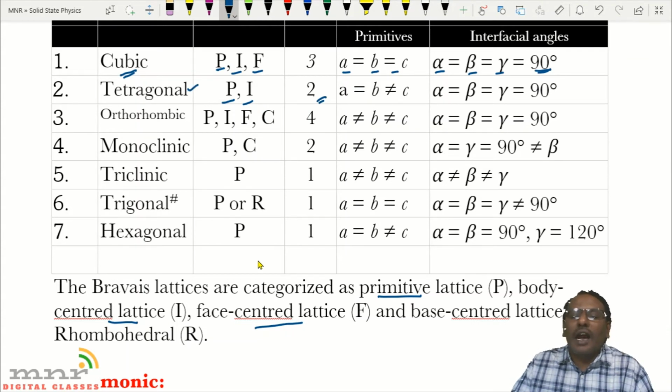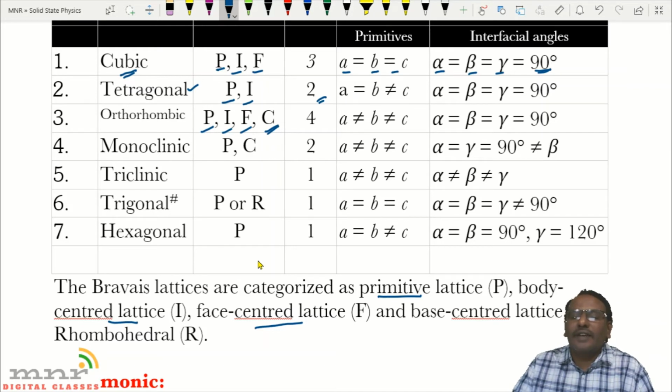The third one is the orthorhombic crystal system. In this case, all three sides are unequal, but all three interfacial angles are equal, each equal to 90 degrees. Four different Bravais lattices are possible: the primitive lattice, the body centered lattice, the face centered lattice, and the base centered lattice. So totally we have four Bravais lattices possible for orthorhombic.